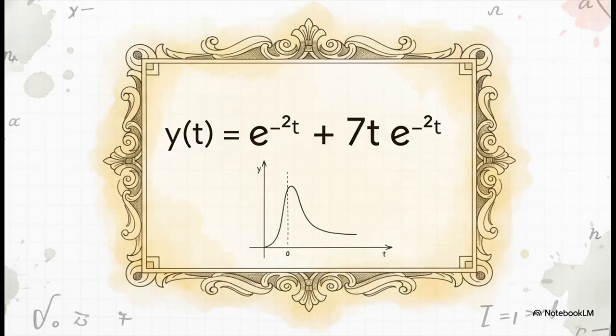And there we have it. We just plug our shiny new constants back into the general solution, and we get our final, specific answer. y of t equals e to the minus 2t plus 7t e to the minus 2t.